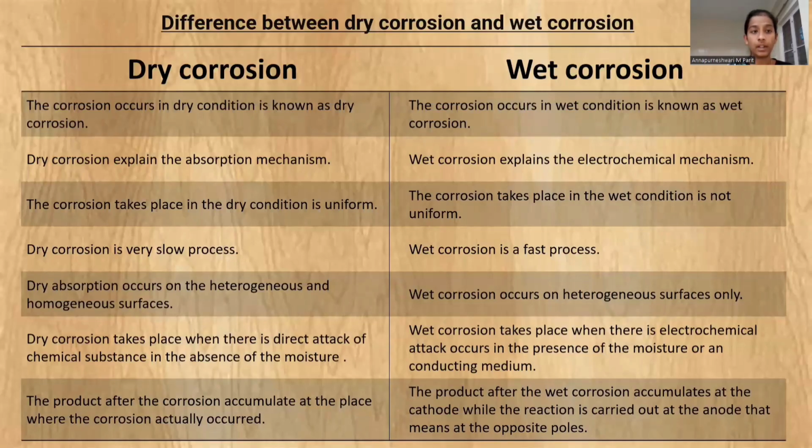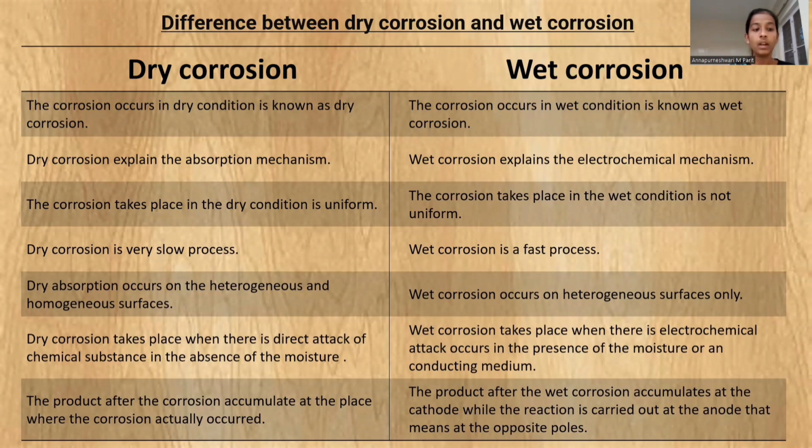Difference between dry and wet corrosion. The corrosion that occurs in a dry condition is known as dry corrosion, whereas the corrosion that occurs in a wet condition is known as wet corrosion. Dry corrosion explains the absorption mechanism, whereas wet corrosion explains the electrochemical mechanism. Corrosion in a dry condition is uniform, whereas in wet corrosion it is not uniform. Dry corrosion is a very slow process, whereas wet corrosion is a fast process. Dry absorption occurs on heterogeneous and homogeneous surfaces, whereas wet corrosion occurs on a heterogeneous surface only.